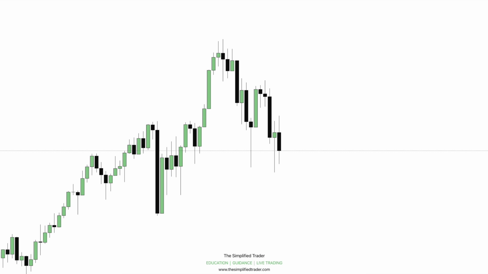Here we have our final example on NASDAQ, on NQ, on the daily time frame, and remember I said that we go from external swing points to internal liquidity, and we can go from internal liquidity to external swing points.